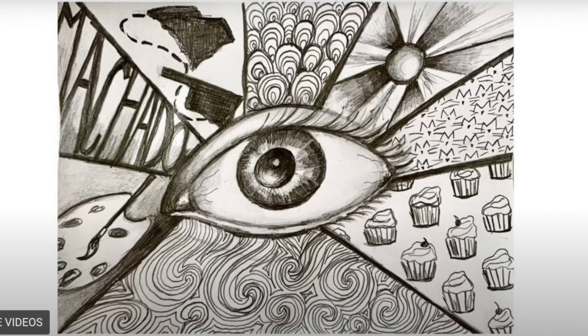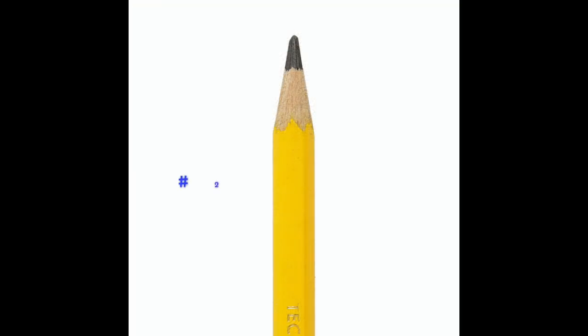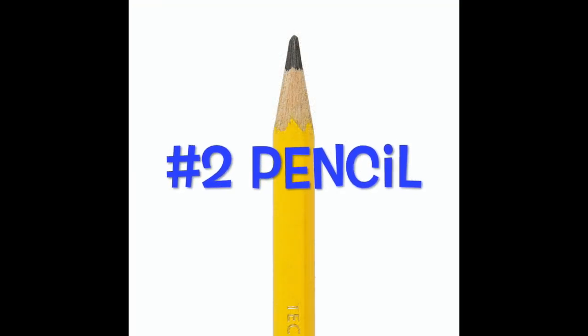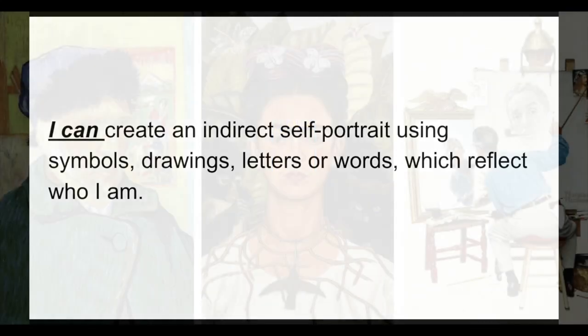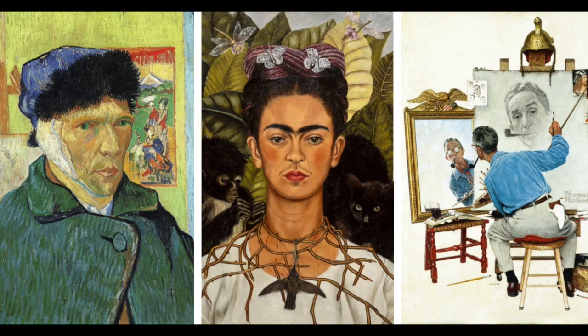Today we are going to do an indirect self-portrait. We'll be using a number 2 pencil to create our image. Our I can statement is: I can create an indirect self-portrait using symbols, drawings, letters, and words which reflect who I am. A self-portrait is a drawing, a sculpture, a painting, or a photograph done by the artist.